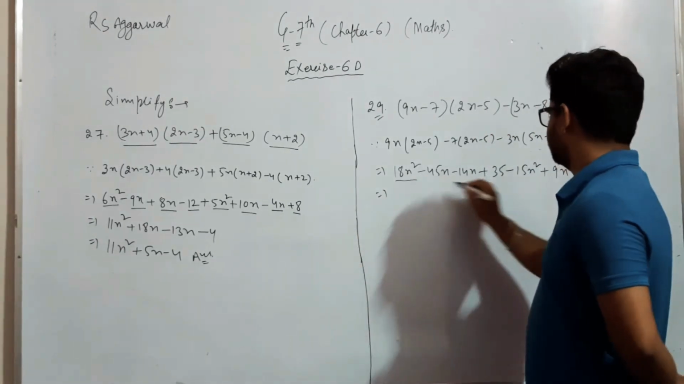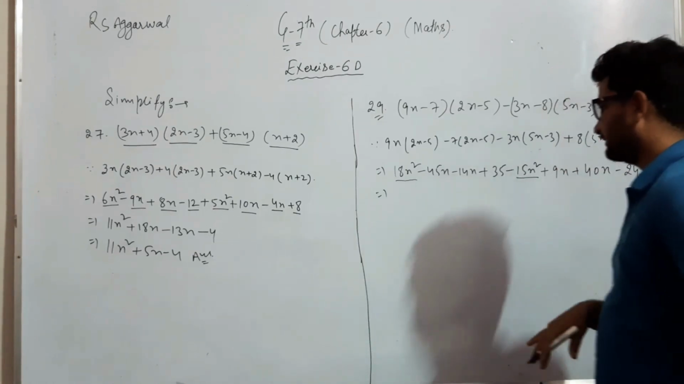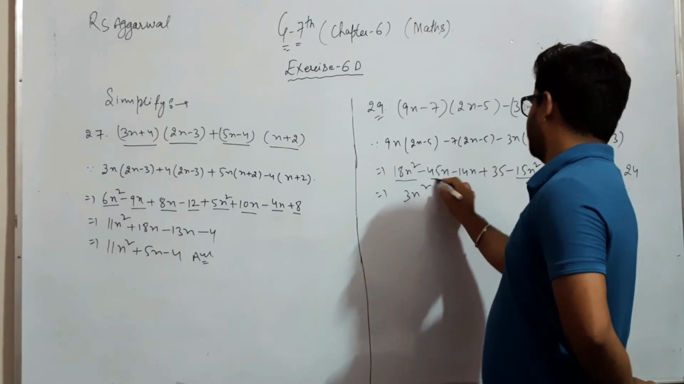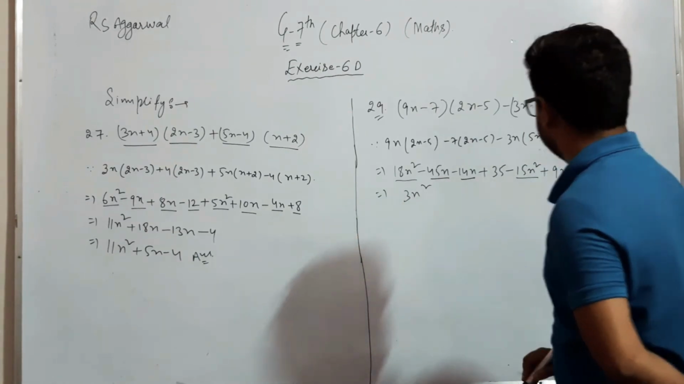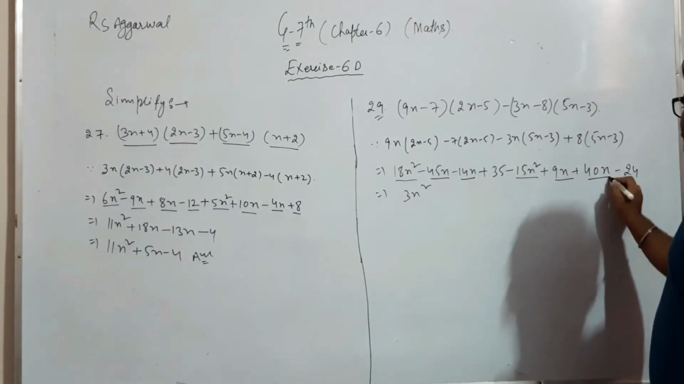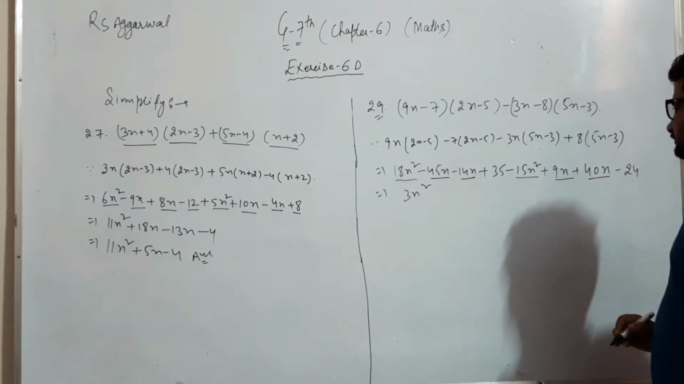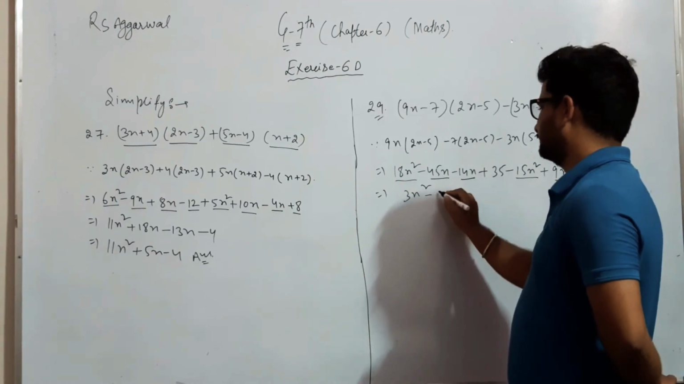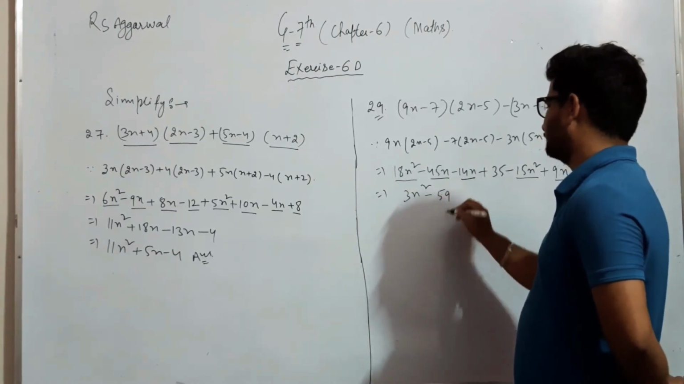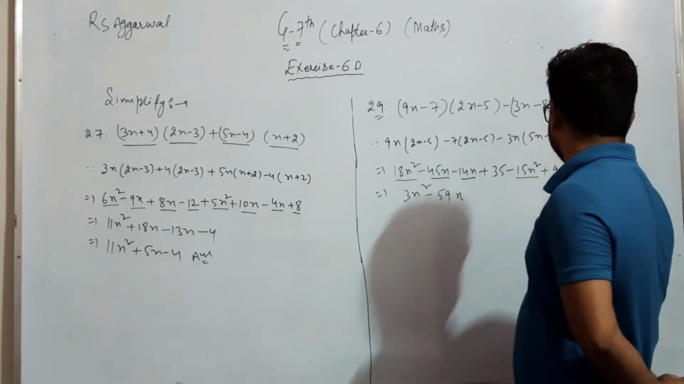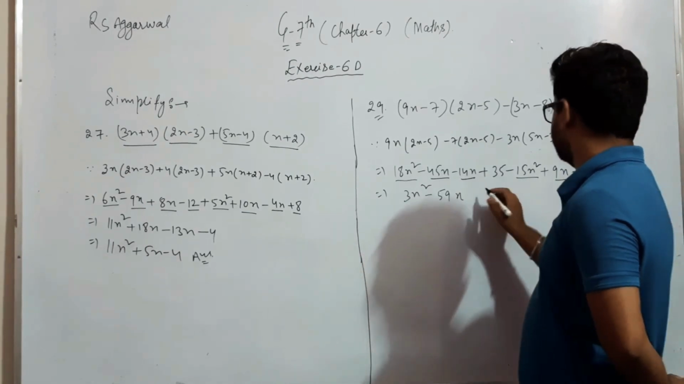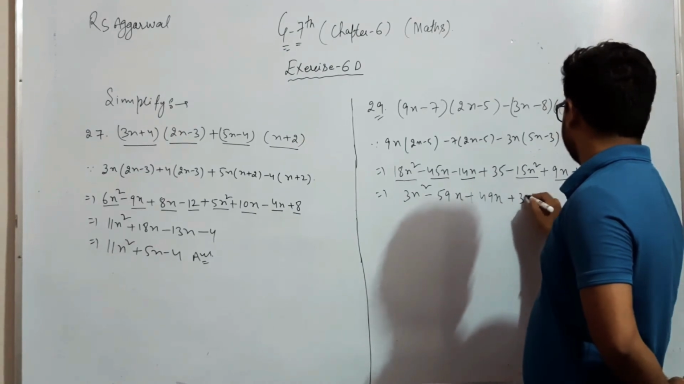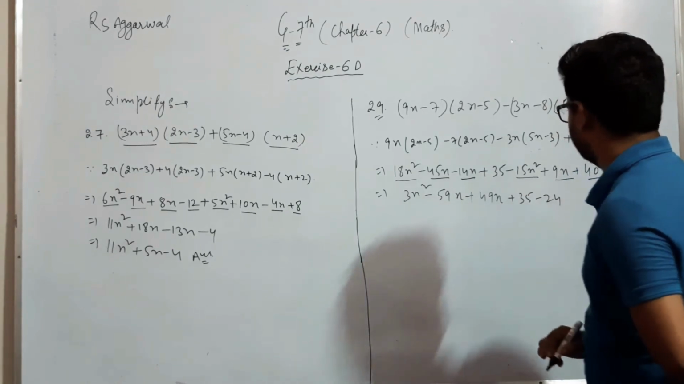Now we add the like terms here. This is 18x square, this is 15x square, so both these subtract, 18 minus 15 will be 3x square. Minus 45 minus 14, 9x, 40x. So this 45 minus 14 is minus 59x. This is 9 and this is 40, this is plus 49x. Then plus 35 minus 24 will be left.